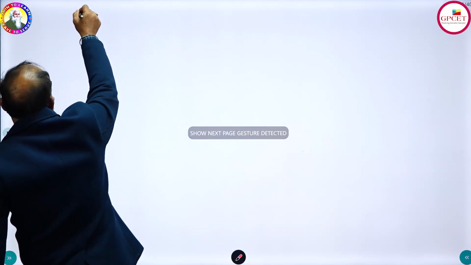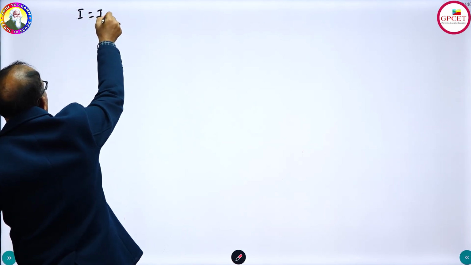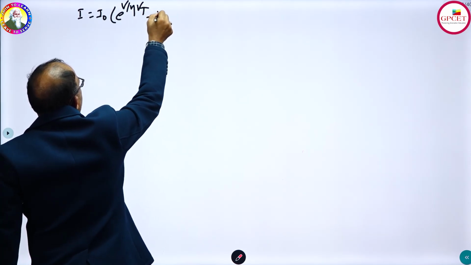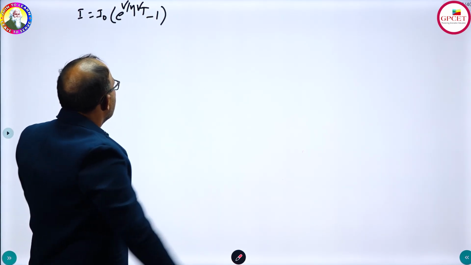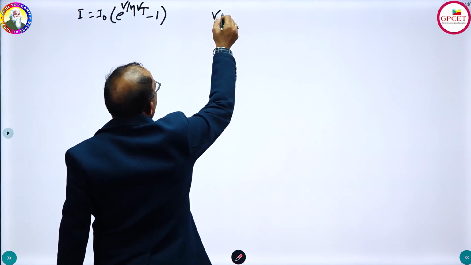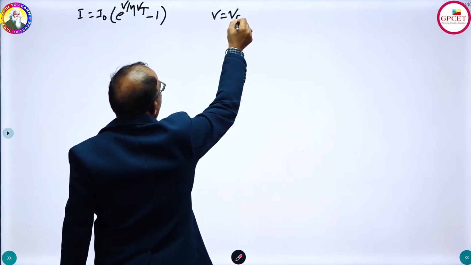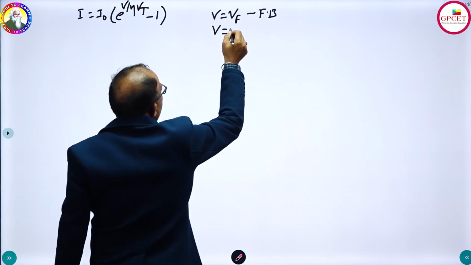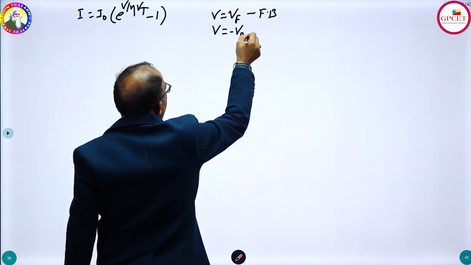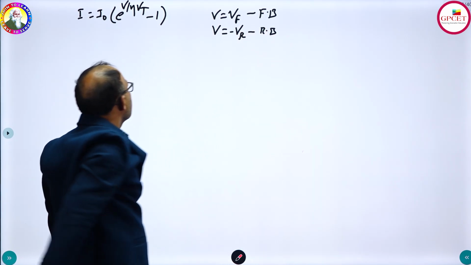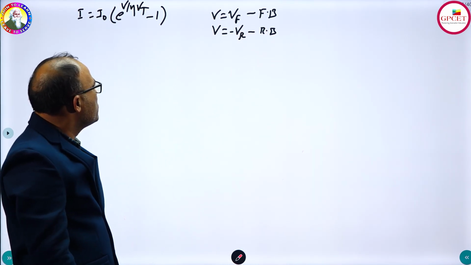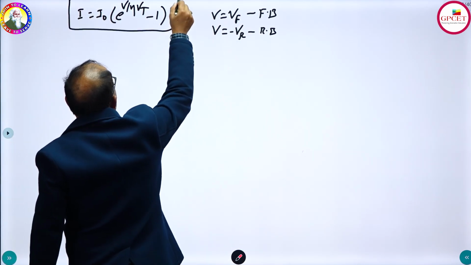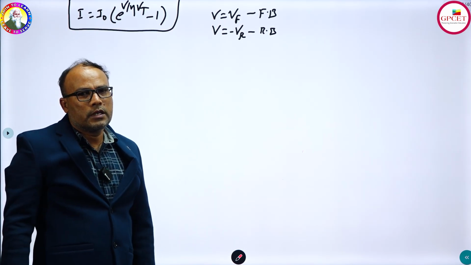So we have an equation which is I is equal to I naught into e power V by eta Vt minus 1. For forward bias, V is equal to Vf, a positive voltage. For reverse bias, V is equal to minus Vr. So substitute V as Vf for forward bias, and V equal to minus Vr for reverse bias, right? So this is the diode current equation.